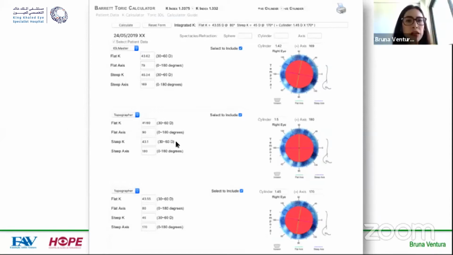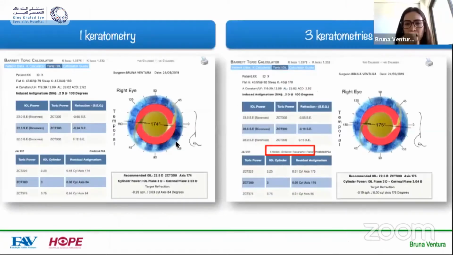keratometry with a topographer B, or a tomographer, different measurements that you have obtained. There are studies that have shown that this is a very promising tool, but what we see now is that it changes very little what we have been doing.